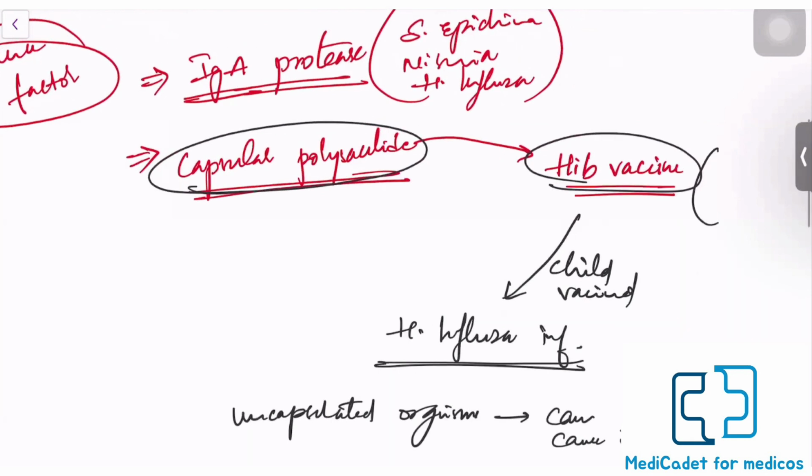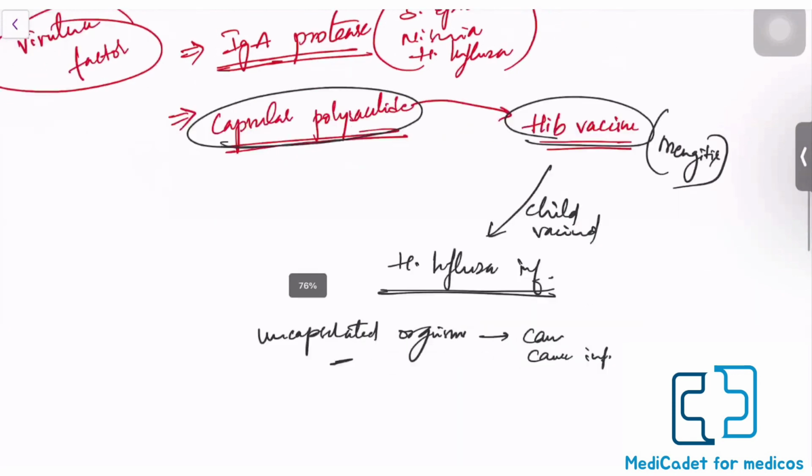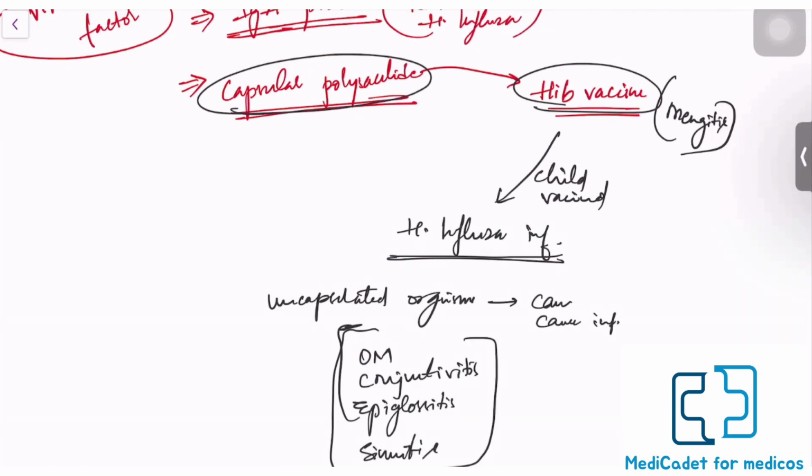Generally, the strains that have the capsule can cause meningitis, which is a serious infection. Unencapsulated organisms generally cause infections like otitis media, conjunctivitis, epiglottitis, sinusitis, etc. Since these are not life-threatening, at least we are giving this vaccine to save from the life-threatening infections. So understand this one clearly, it is commonly tested.